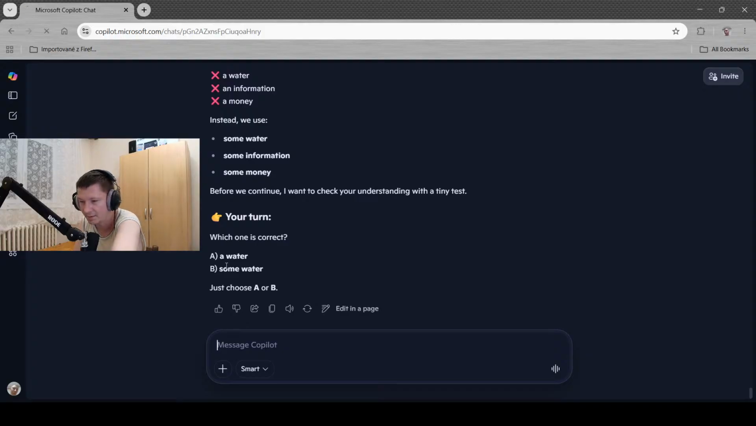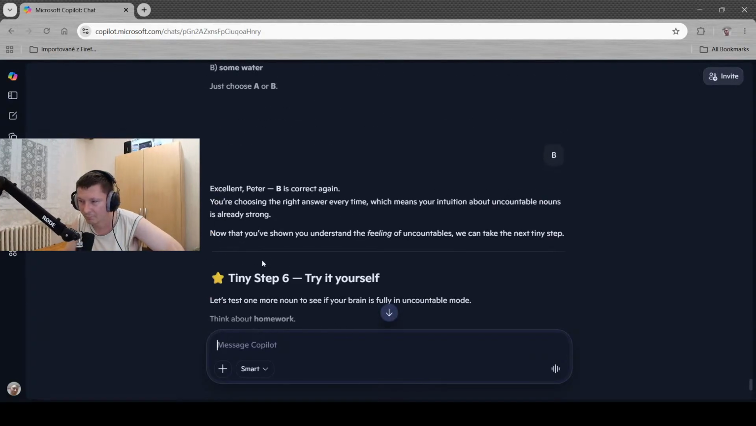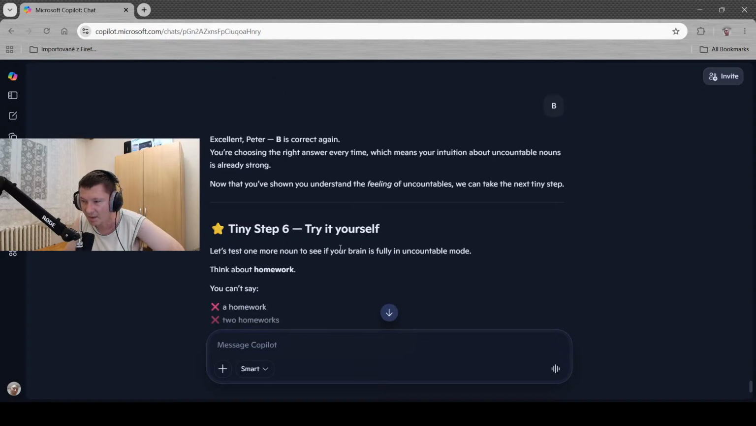Okay, here is the answer. B. Excellent, Peter. B is correct again. You're choosing the right answer every time, which means your intuition about uncountable nouns is already strong. Now that you've shown you understand the feeling of uncountables, we can take the next tiny step. Tiny step 6. Try it yourself.